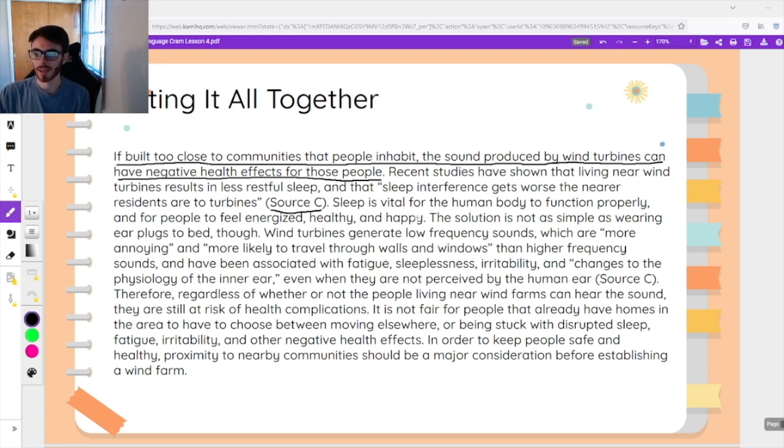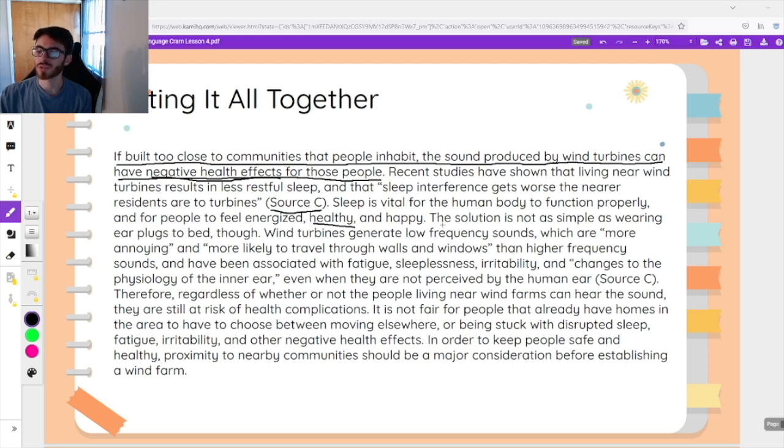And then I go into commentary here. Sleep is vital for the human body to function properly, and for people to feel energized, healthy, and happy. The solution is not as simple as wearing earplugs to bed, though. And I'll get to that in a second. That's my commentary, right? This commentary connects my evidence about wind turbines interfering with sleep to my claim about wind turbines having negative health effects by explaining that you need sleep to be healthy, right? And if your sleep is disrupted, then you're not healthy.